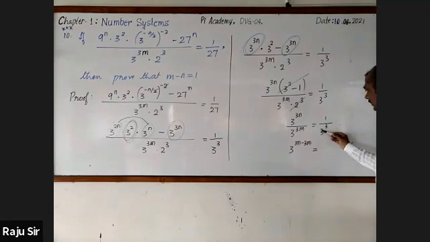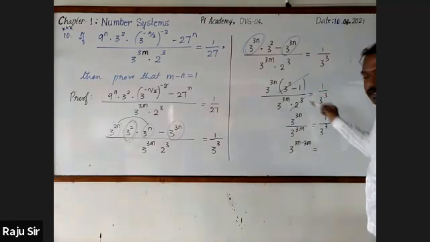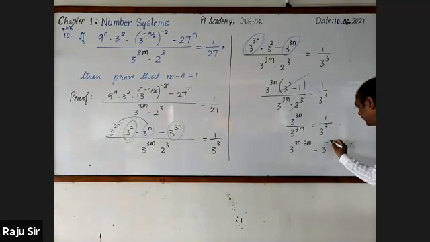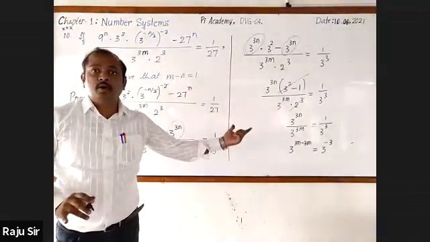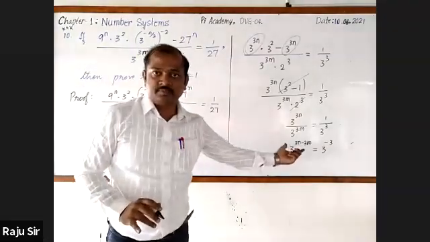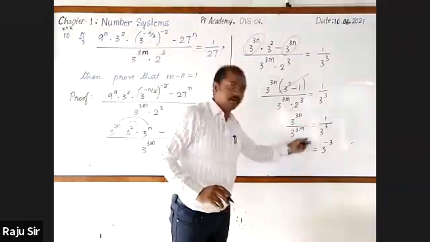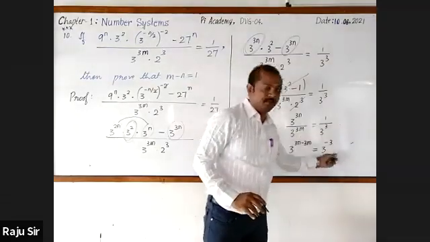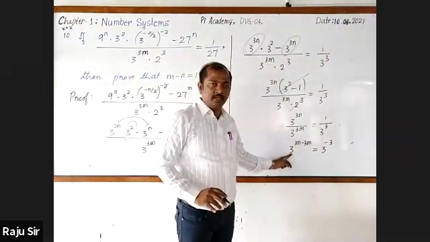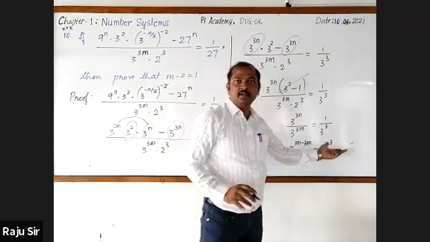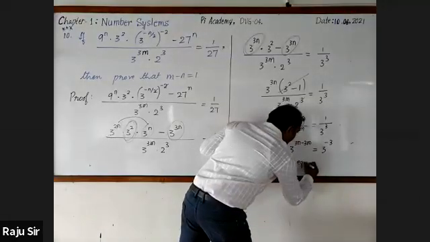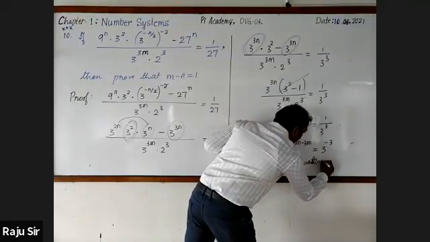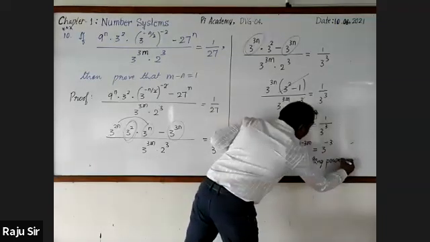what I do with this on the RHS: the denominator has 3 cube. Take this to the numerator. It becomes 3 raised to the power minus 3, because we want equal bases. LHS is one term, RHS is one term. LHS base is 3, RHS base is 3. Can we go for equating powers? Yes, sir. Right. On equating powers.